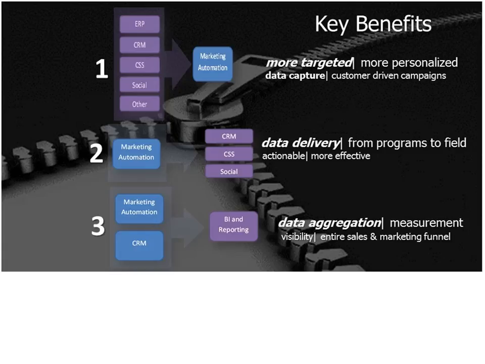And the third area is about measurement, visibility into the entire sales and marketing funnel, and that's being able to aggregate data. Whether you're doing this BI and reporting right out of your CRM system or your marketing automation system, or you have a third area that you're consolidating it into, how do you really... this is the elusive thing that we've been struggling with for years and years. How do we pull all this information together so that we understand the entire marketing and sales funnel?